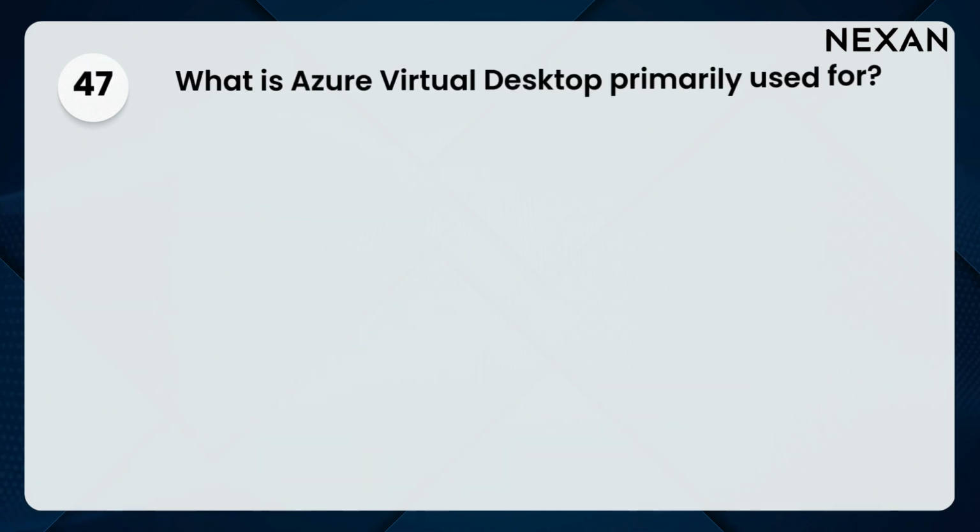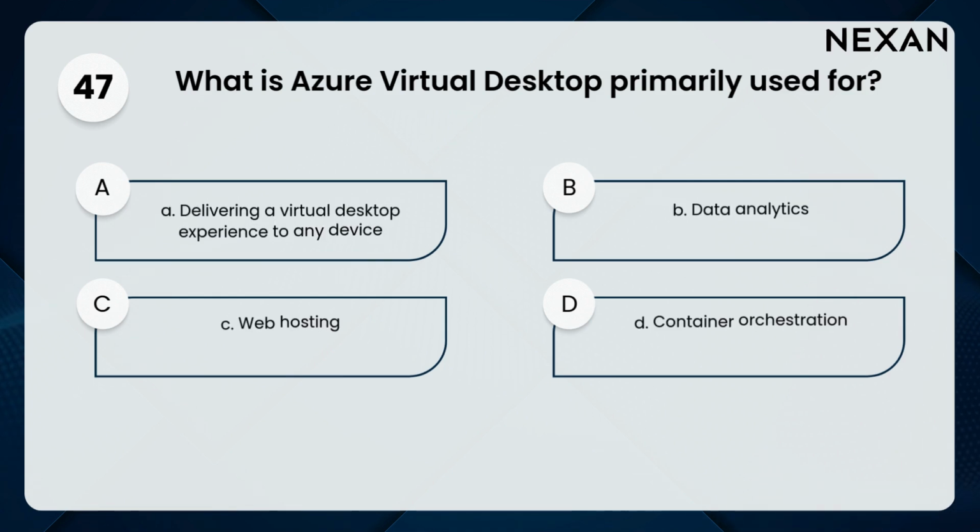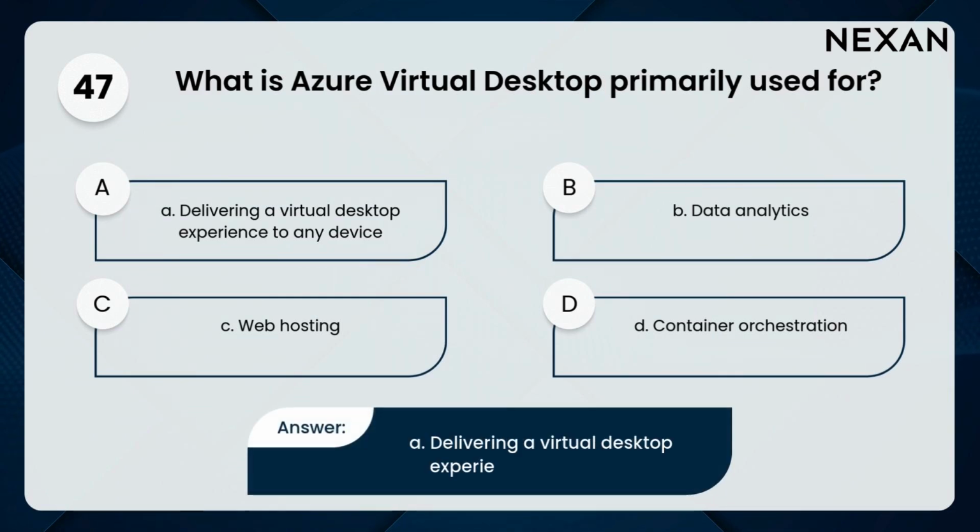47. What is Azure Virtual Desktop primarily used for? A. Delivering a virtual desktop experience to any device, B. Data analytics, C. Web hosting, D. Container orchestration. Answer: A. Delivering a virtual desktop experience to any device.